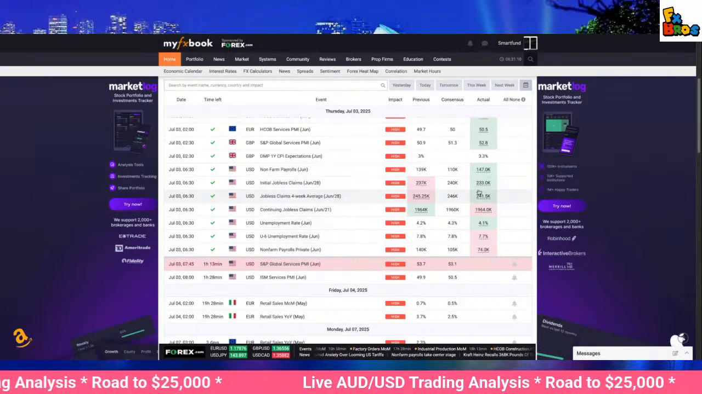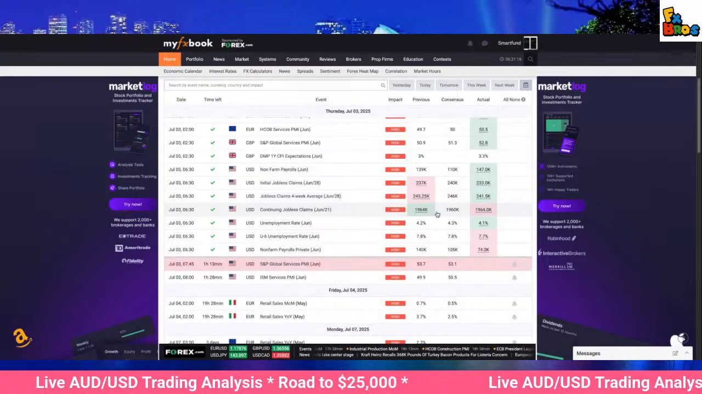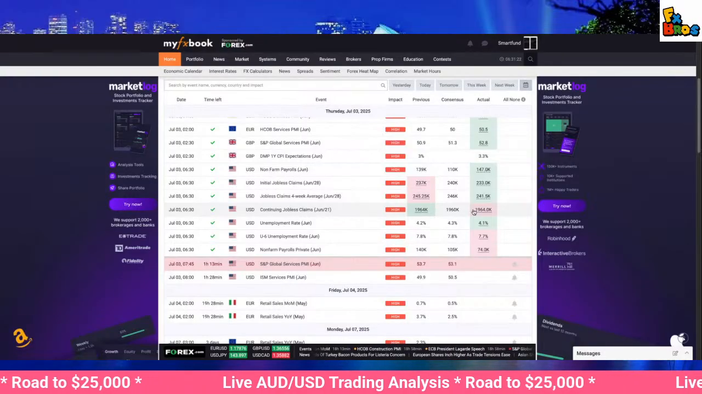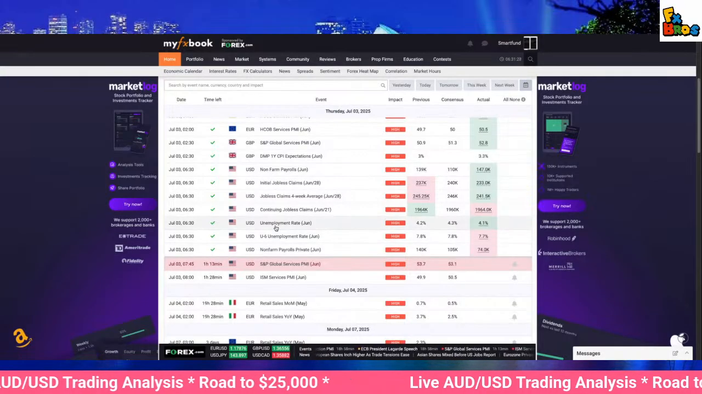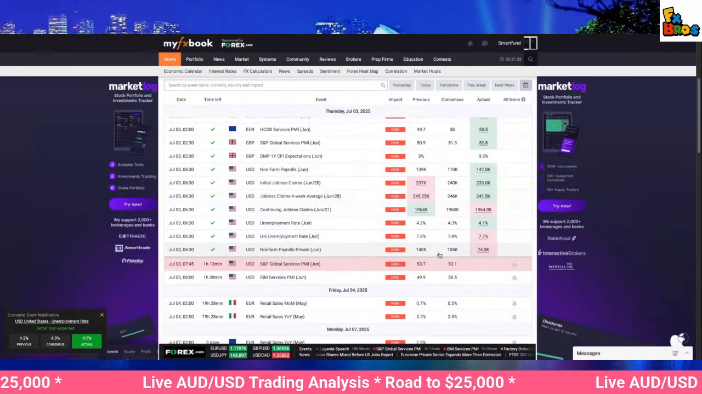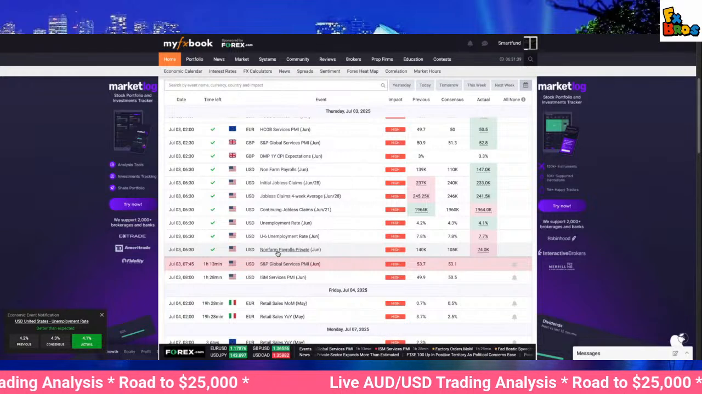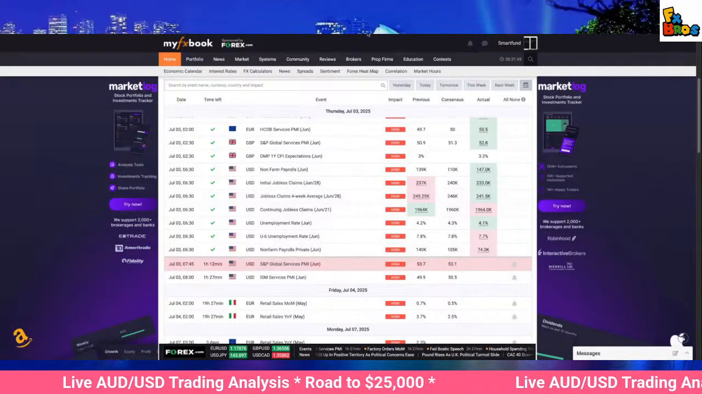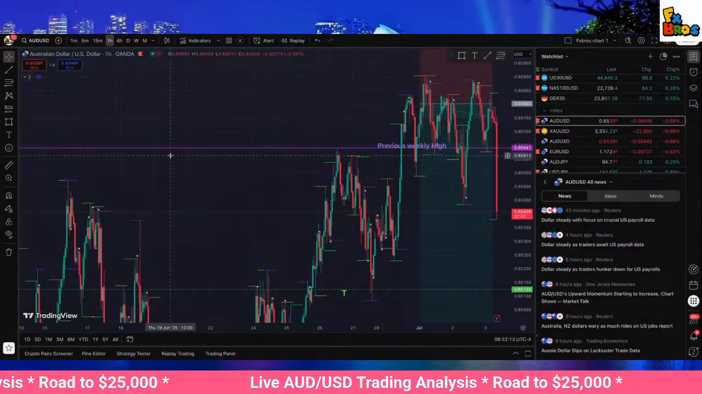Initial jobless claims are dropping. Everything is dropping. 160, continuing, jumped a little bit, but the initials are dropping. Unemployment rate is dropping. Non-farm payroll, that is dropping, boy.